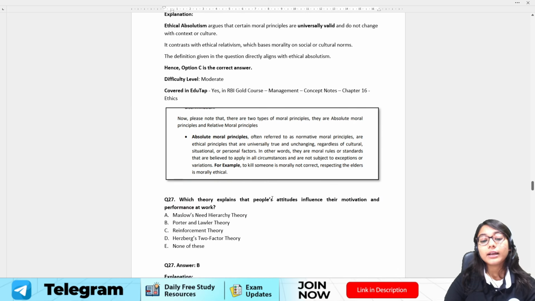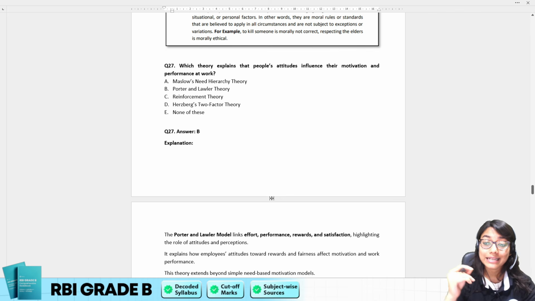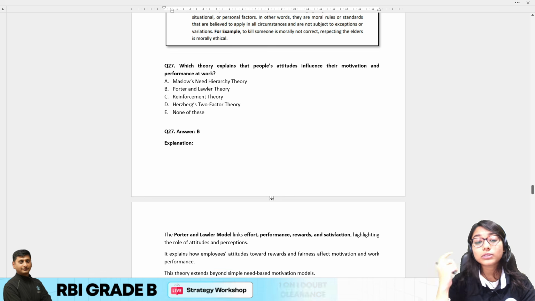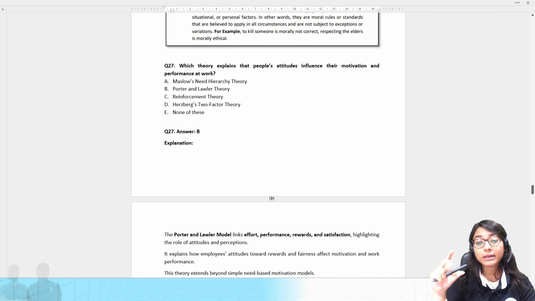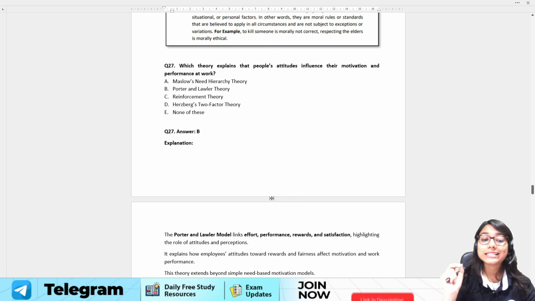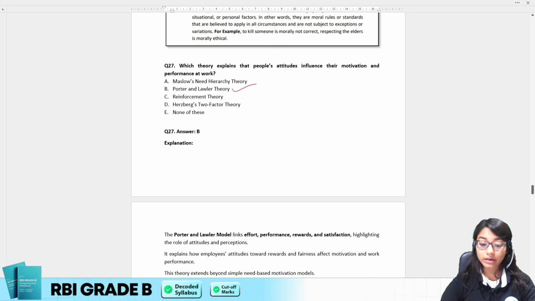Now, if we have a look at our next question, the next question is, which theory explains that people's attitudes influence their motivation and performance at work? So basically, if we talk about this question, which motivation theory says that people's attitude, the attitude you have as a person, will influence your motivation and performance at work? This is explained by your Porter and Lawler theory. Answer is option B. Why?